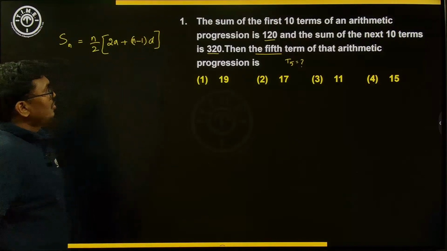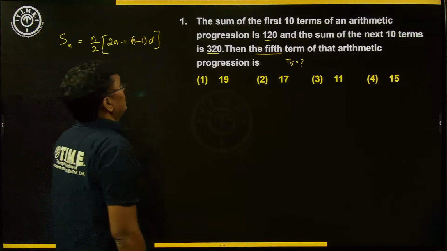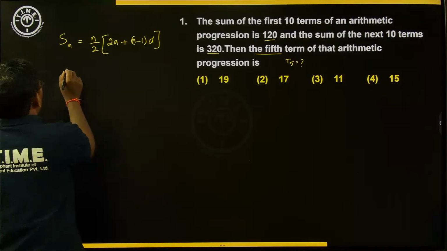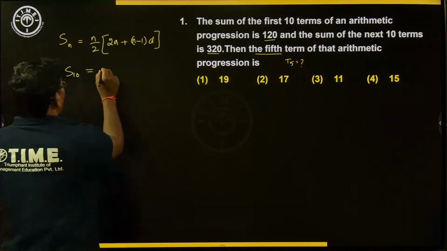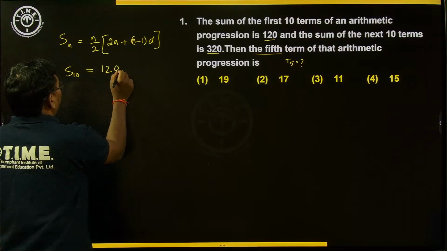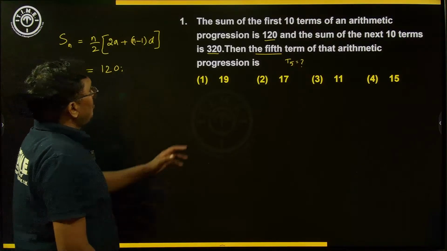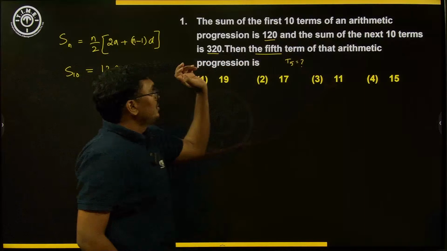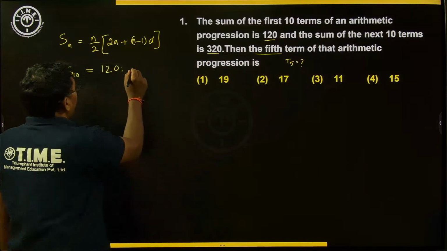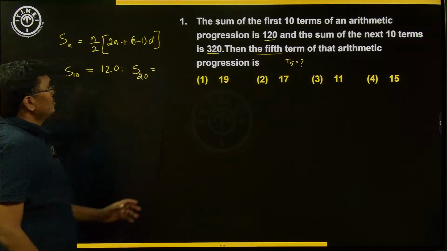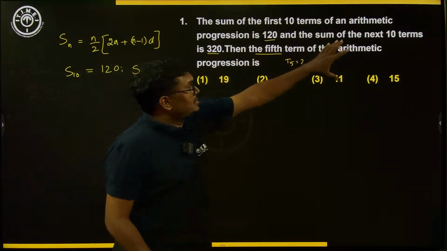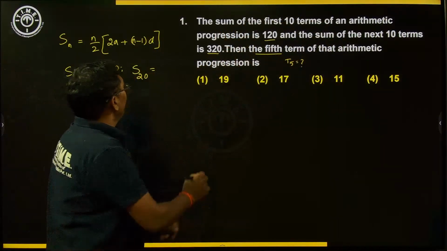Okay, so what is given to us? Sum of 10 terms, so S10 is 120, and the sum of the next 10 terms. So what does next 10 terms mean? The sum of 20 terms is the first 10 plus the next 10, so the sum of 20 terms is 440.